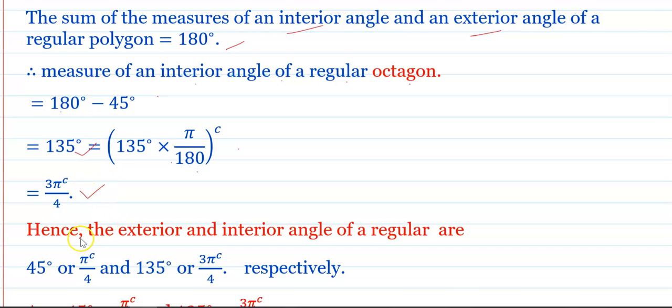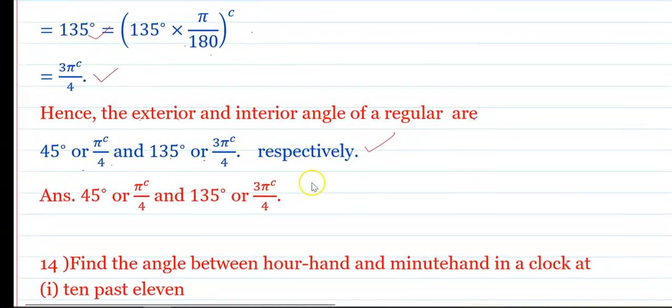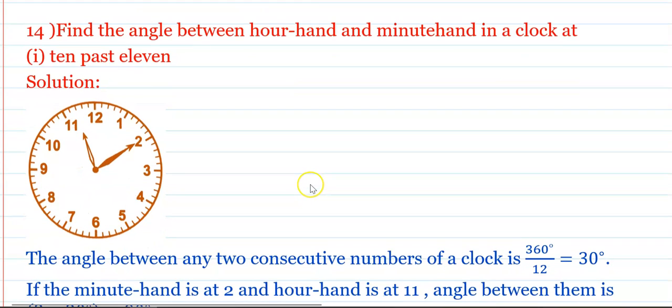And hence, the exterior and the interior angle of a regular octagon are 45 degree or pi by 4 radian. This is the exterior angle. What about the interior angle? It is 135 or 3 pi by 4 radian respectively. These are the same type of questions. I can do them 100%. Now the next. These are the important questions.